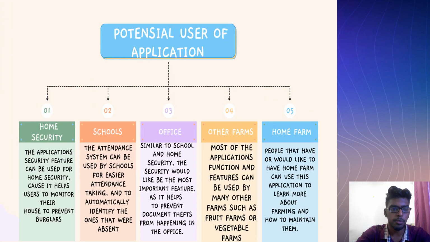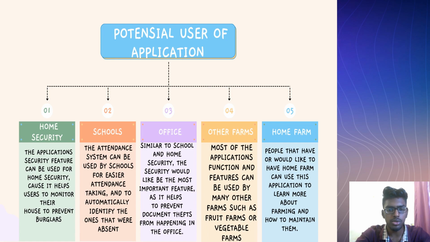Now, let me explain about the potential users of the application. The first one will be home security. The application security feature can be used for home security because it helps users to monitor the house to prevent burglars. As the security feature can even be accessed from long distances, it helps to prevent thefts or identify the ones responsible for it, even if it were to happen.